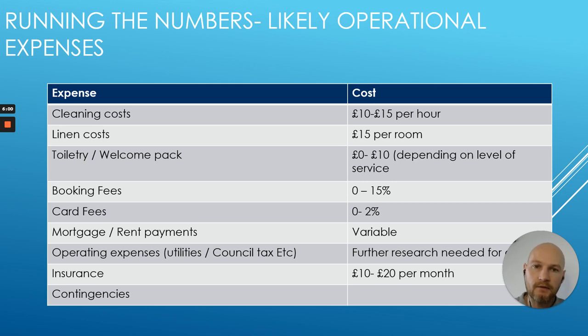So you're going to pay commission for that, which is anywhere between 0 to 15%, sometimes up to 18% now. Card fees, we'll go through different card providers in a later video. This you're looking at anything from 0 to 2%, depending on where you're coming from. Mortgage rent payments, this is where you're looking at for your area. So again, putting in the worst case scenario for all these here, £15 per hour, so probably 2 hour clean, £30.